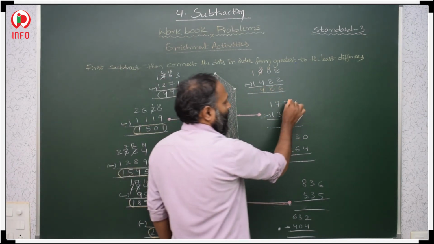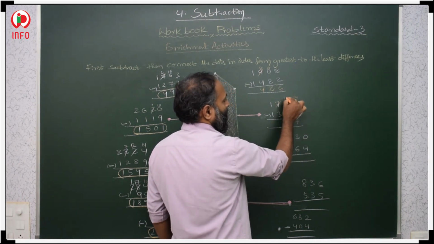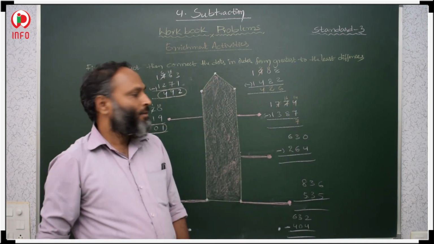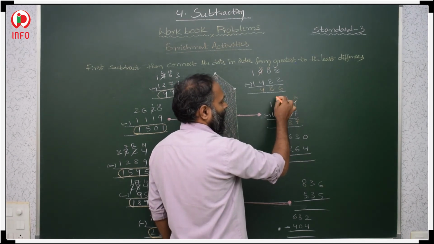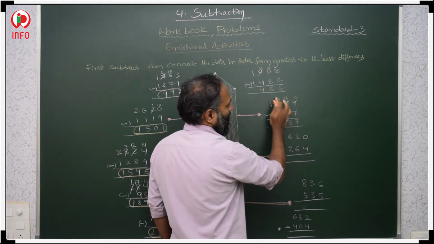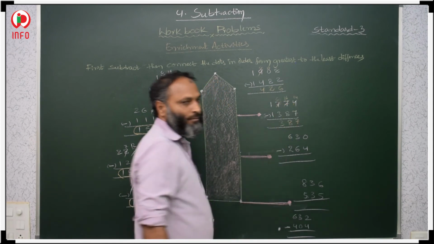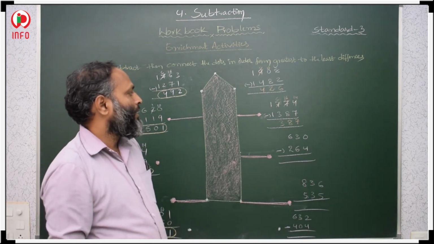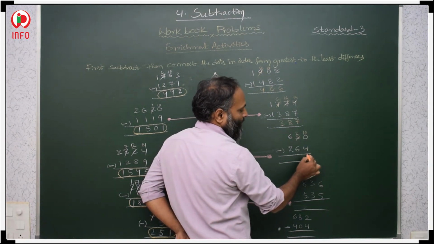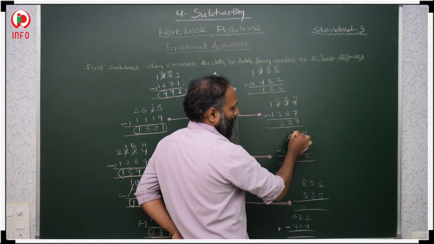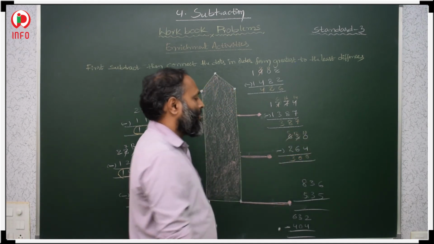Then take borrow, it is 14. 14 minus 7 is 7. Here 16. 16 minus 8, 8. Here 4. 4 minus 3. 6 minus 3, 3. 6 minus 3, 3. Then take borrow from here, it will get 10, it will get 2. 10 minus 4, 6. 12 minus 6, 6. Here 5. 366.